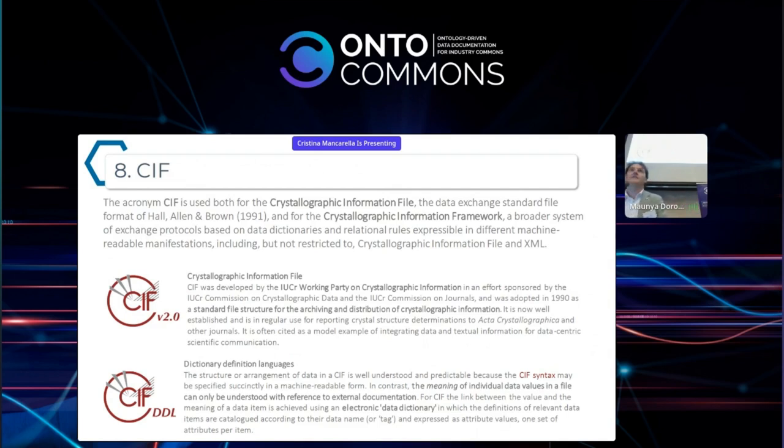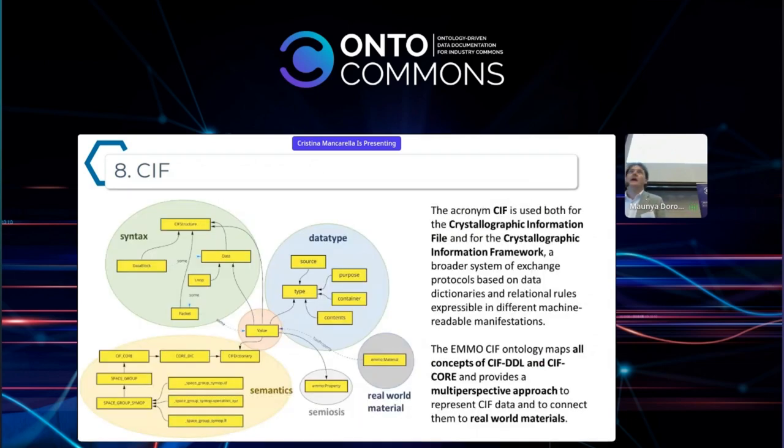And the CIF is semantic and syntactic. So there is a syntactic structure and a semantic structure that has been captured by the EMMO and embedded in the EMMO structure. In fact, the EMMO distinguishes between the semantics, the syntactics, and the object that you are measuring or dealing with. And also working with this group of crystallographers helped a lot to understand that our approach to representing materials is in line with how a crystallographer thinks. So that was really important.